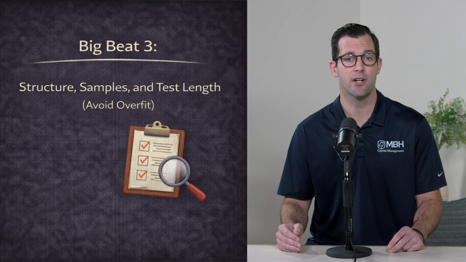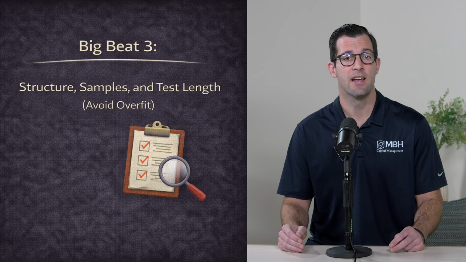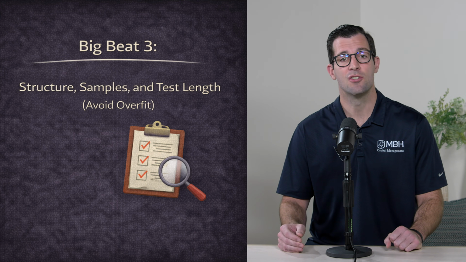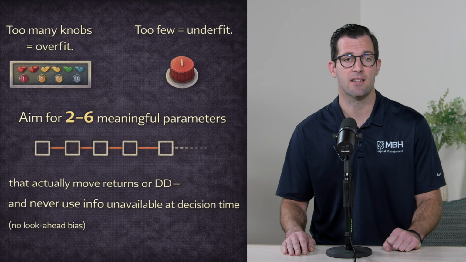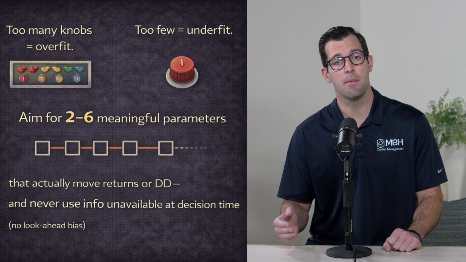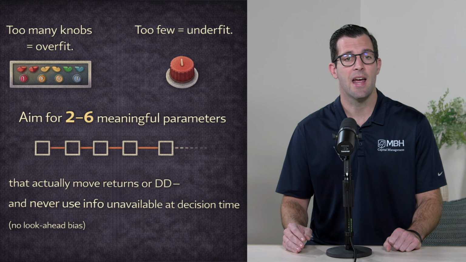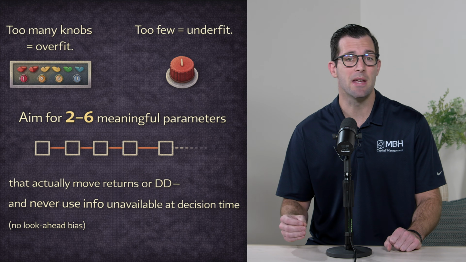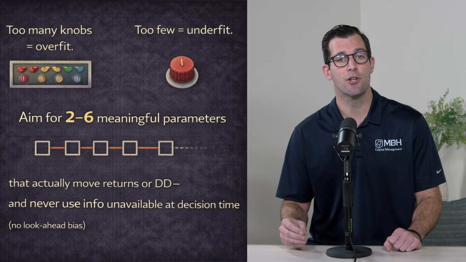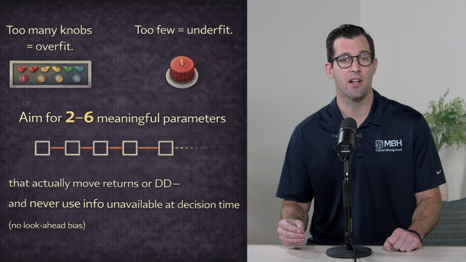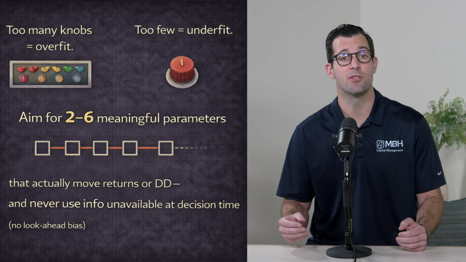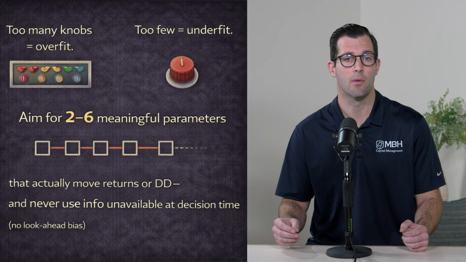What is the structure and samples of the test and how do you avoid overfitting? Too many knobs, you can overfit the backtest. Too few, and it may be underfit and not optimized. Aim for 2 to 5 meaningful parameters that actually move returns or drawdowns. Never use information unavailable to the decisions before, or using look-ahead bias, like earnings performance.